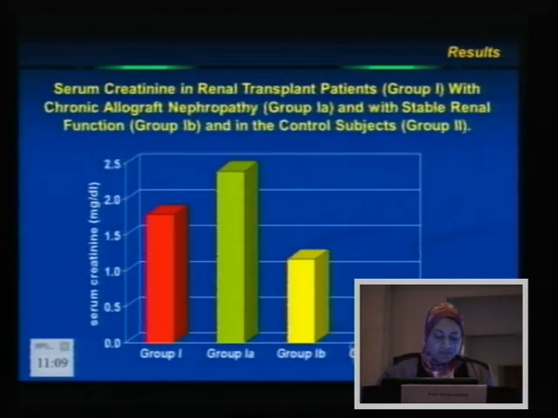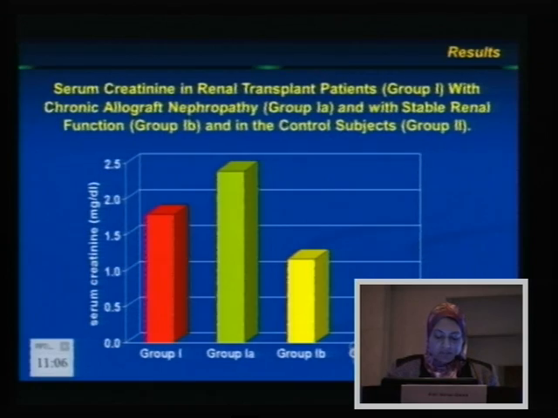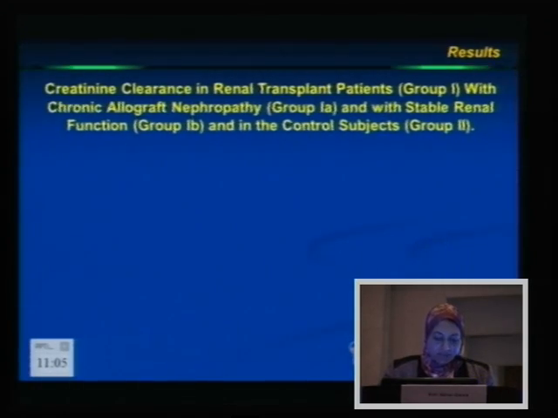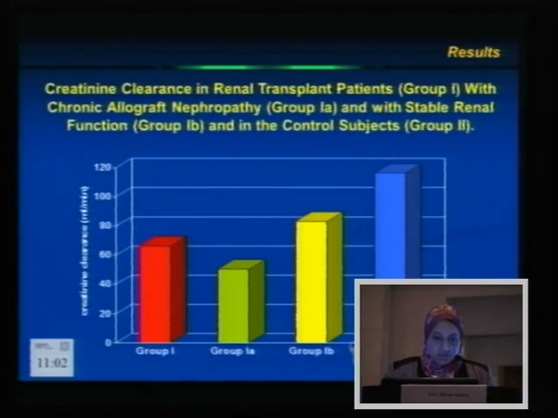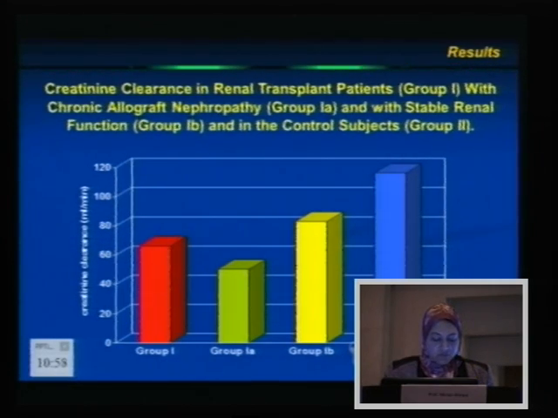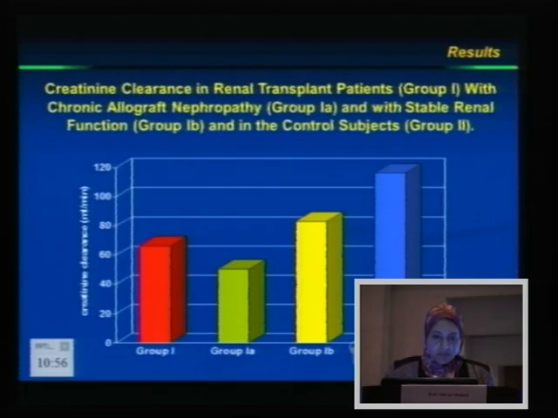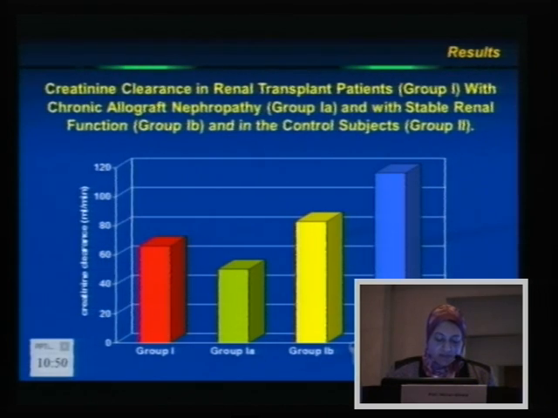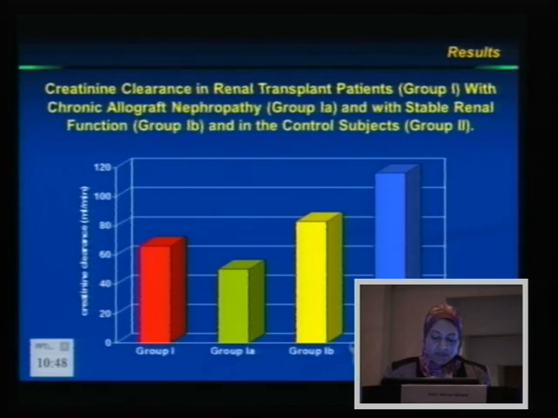There was a statistically significant increase in blood urea and serum creatinine, and a significant decrease in creatinine clearance in kidney transplant patients compared with the control group. In patients with CAN, blood urea and serum creatinine were significantly increased, while creatinine clearance was significantly decreased, compared with kidney transplant patients with stable kidney function and the controls.